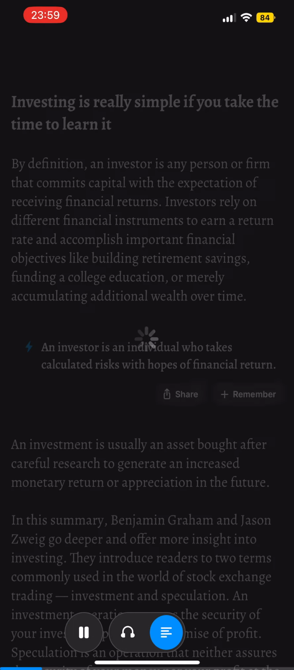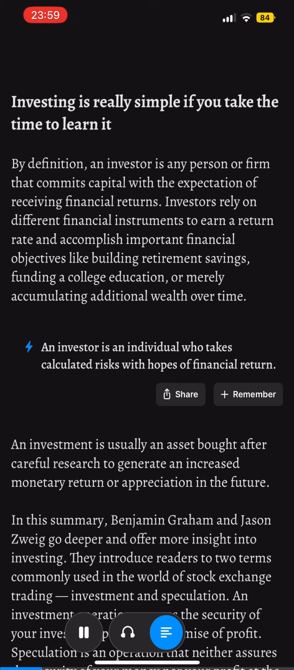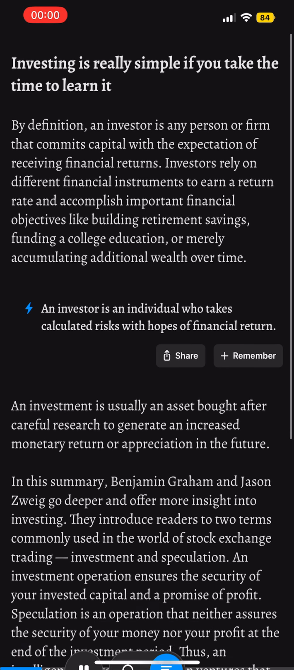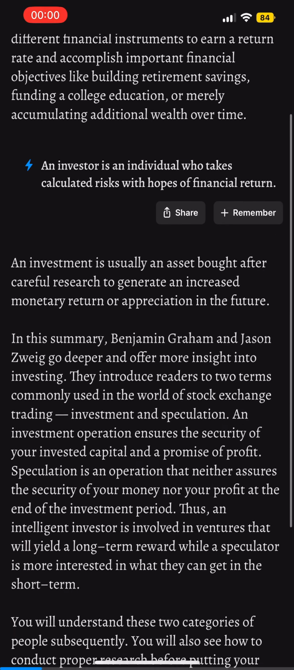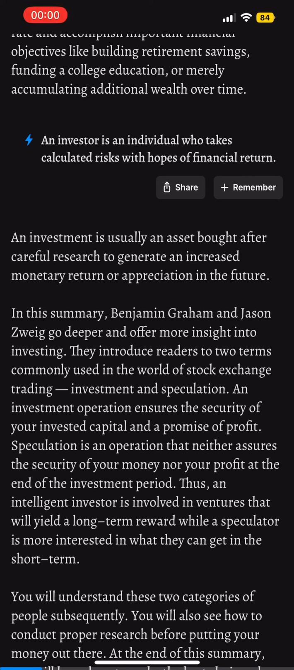Chapter 1. Investing is really simple if you take the time to learn it. By definition, an investor is any person or firm that commits capital with the expectation of receiving financial returns. Investors rely on different financial instruments to earn a return rate and accomplish important financial objectives like building retirement savings, funding a college education, or merely accumulating additional wealth over time.